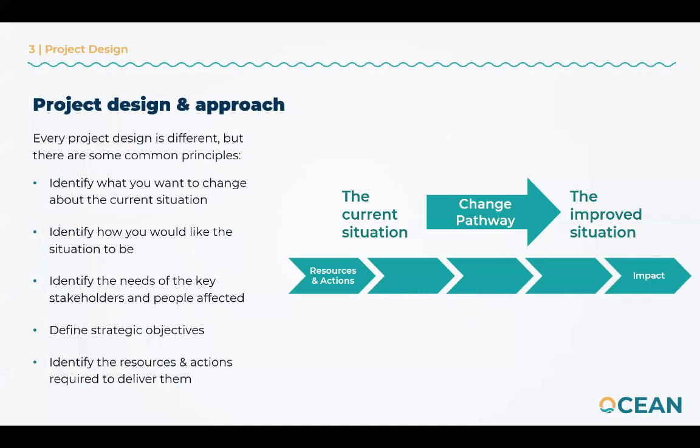Now, just some general principles on project design and approach. We recognize that every project design is different, but there are some common principles to follow when you're starting out with your project's design. So first of all, it's about identifying what you want to change about the current situation, and then identifying how you would like the improved situation to be. And identifying the needs of the key stakeholders and people affected by the problem. So once you've had a look at that, you should start to define your strategic objectives and identify the resources and actions that you're going to need to deliver them.